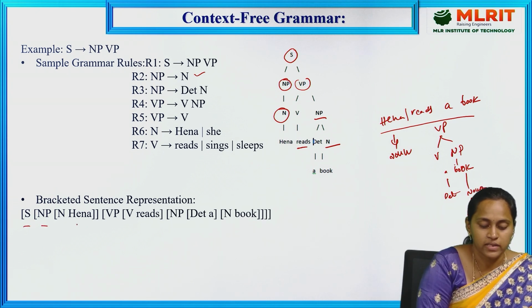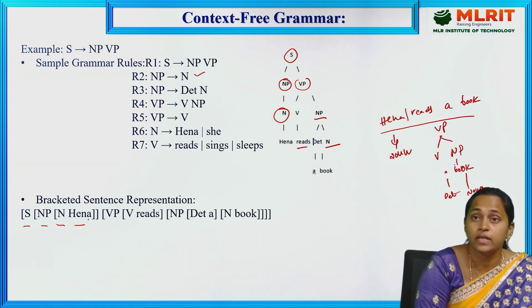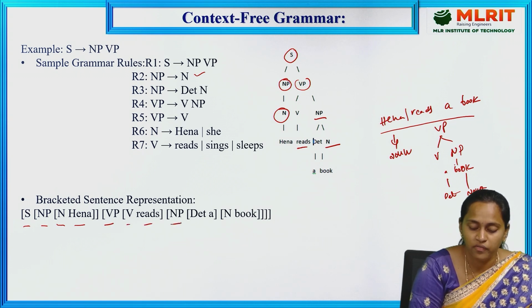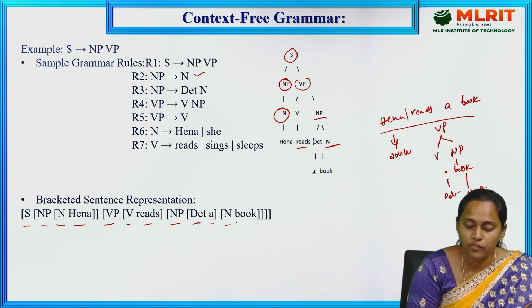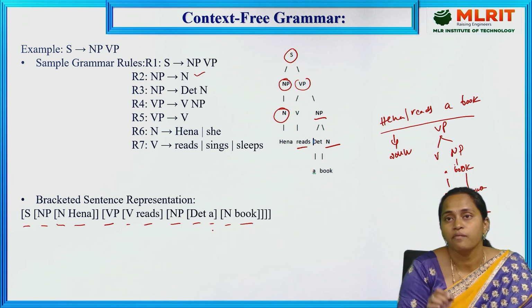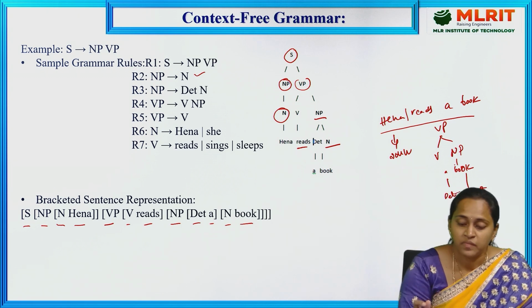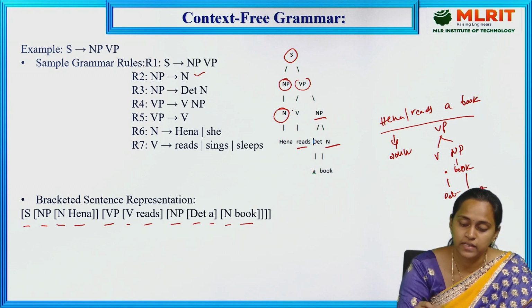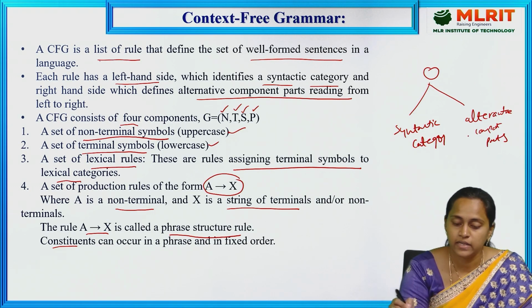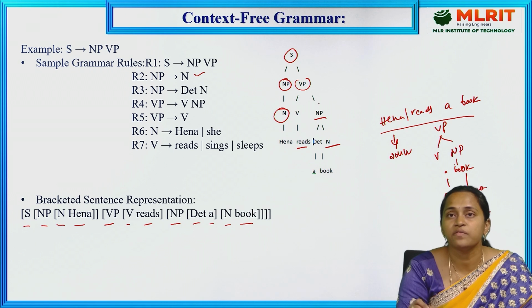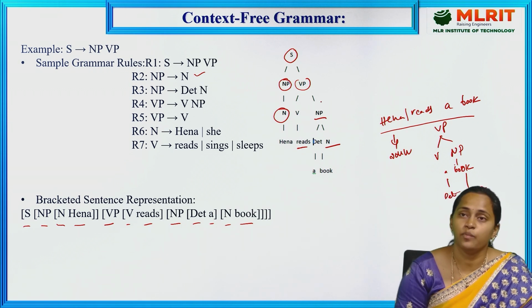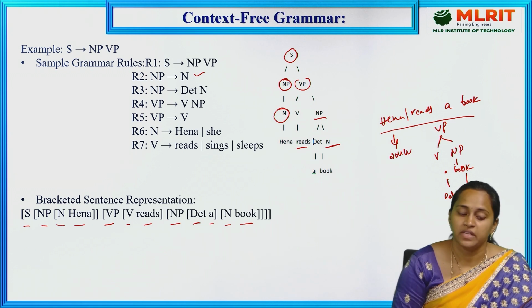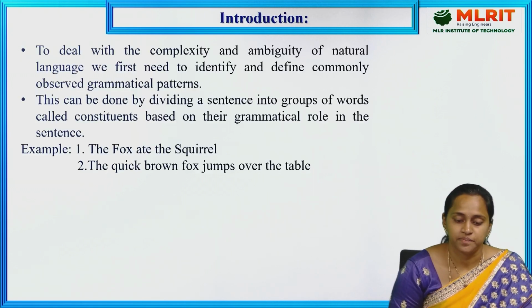This is the final structure of the sentence: sentence, noun phrase, noun, Hina; then verb, reads; and noun phrase, determiner a, noun book. So we have discussed that the left-hand side contains the syntactic category and the right-hand side contains all the components of the sentence. This is all about context-free grammar, which we learned already in compiler design, a very basic concept.